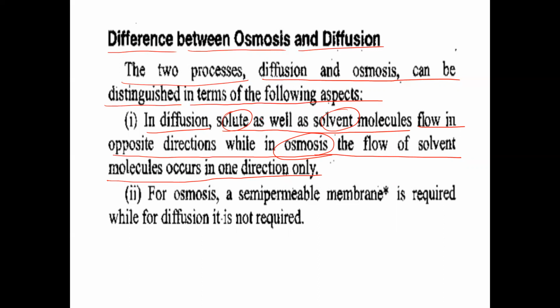But in diffusion, solvent molecules will move in one direction and solute will move in the opposite direction. Both solute molecules and solvent molecules will be moving, but in opposite directions. In osmosis, only solvent molecules will be moving, and that also in one direction only. For osmosis, a semi-permeable membrane is required, while for diffusion it is not required. When you open a perfume bottle, diffusion takes place spontaneously. No semi-permeable membrane is required. Diffusion means the movement of particles from a higher concentration region to a lower concentration region.